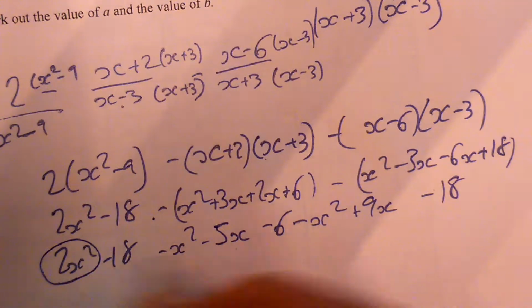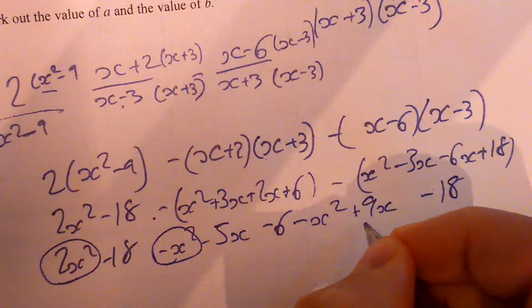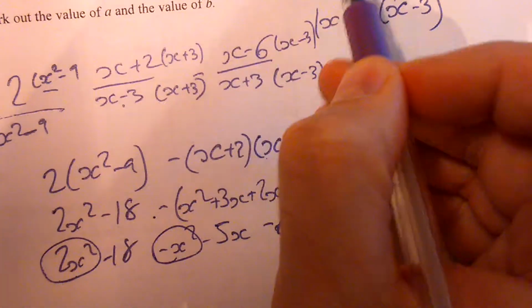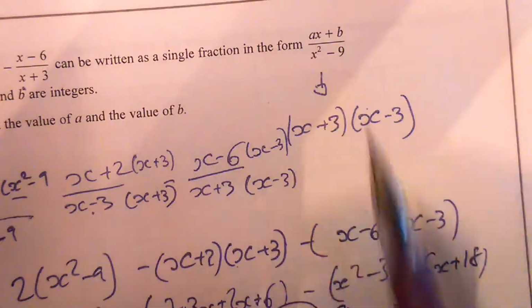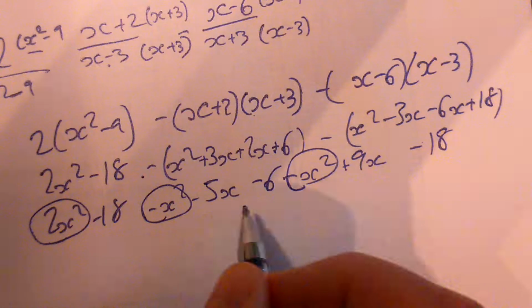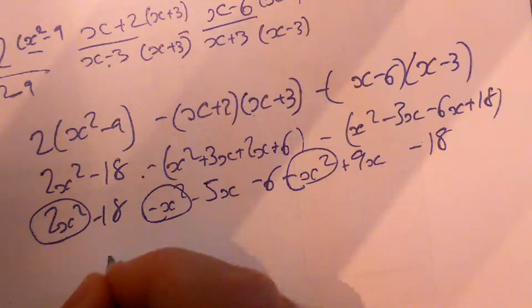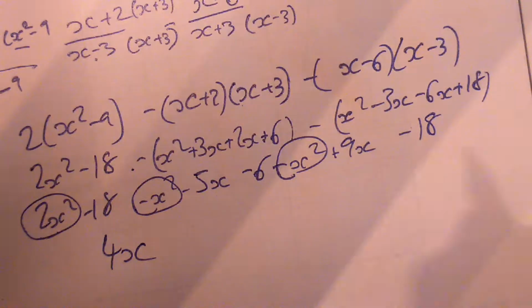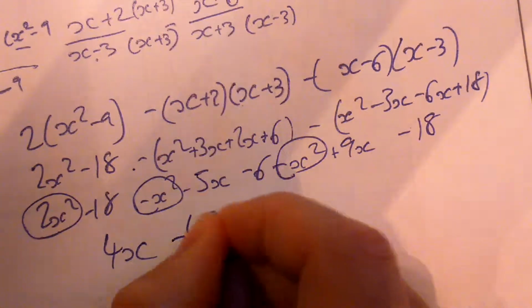I've got a 2x squared minus 1x squared minus another 1x squared, which gives me no x squared, which is good because I haven't got an x squared in this part of my question. So I know that bit is right. I've got negative 5x plus 9x, which is a positive 4x. And then I've got minus 18, minus 6, and minus 18, which is minus 42.